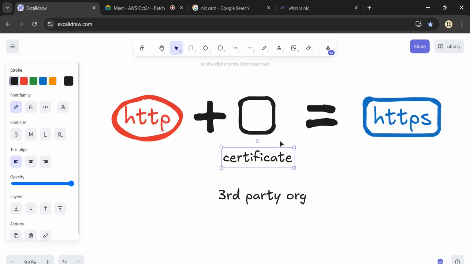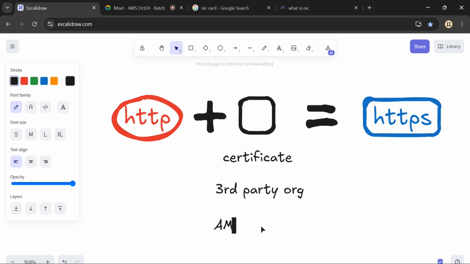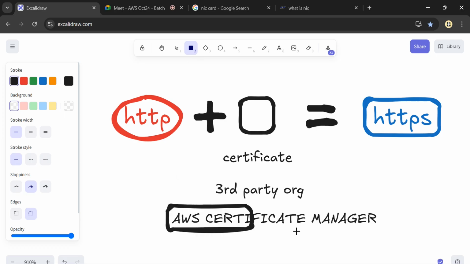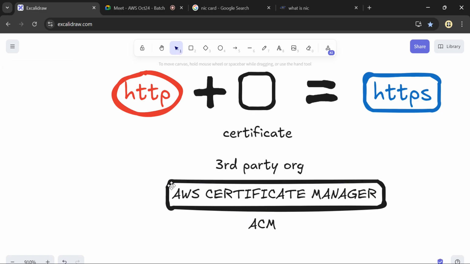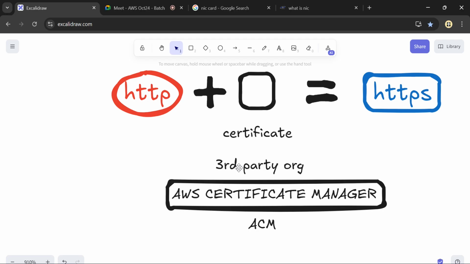So there are mostly third-party organizations which are responsible for providing the certificate. Now, do we have any service in AWS wherein we can get a certificate? The answer is yes. We have something called AWS Certificate Manager. In short, it is written as ACM, which provides such certificates. They will contact the third-party organization and arrange the certificate. So that is what ACM does.